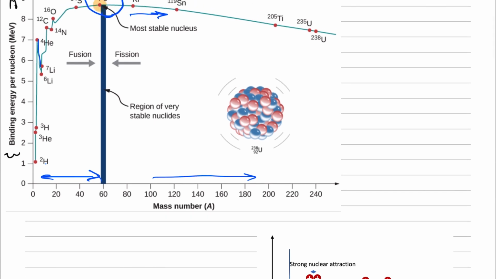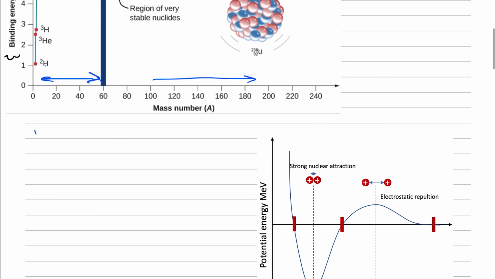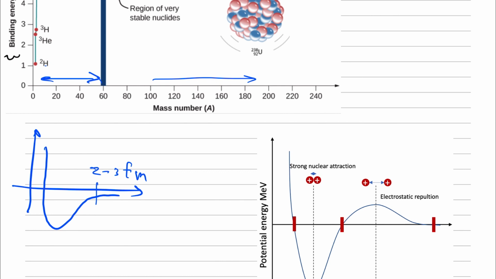In order to understand better what happens for the nuclei in this range, I draw your attention to and remind you about the atomic forces. We have seen that the strong nuclear force is a short-range force. It means that it can be applied just for very, very short distances, say about 2 to 3 femtometer. 1 femtometer is equal to 10 to the power of minus 15 meter.